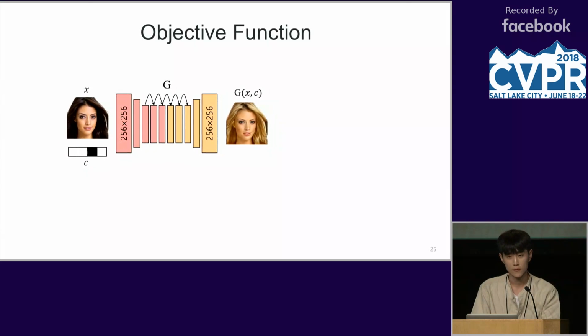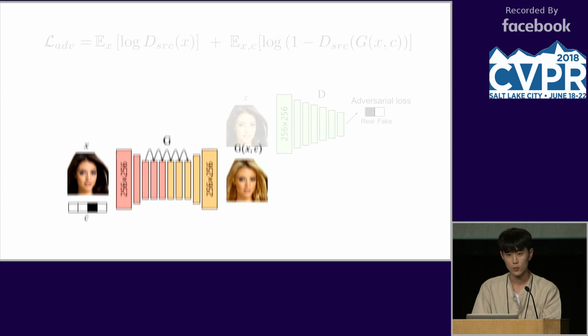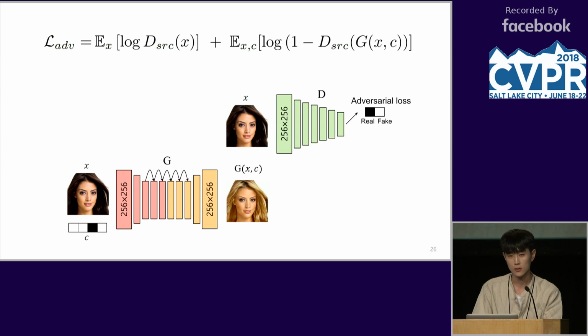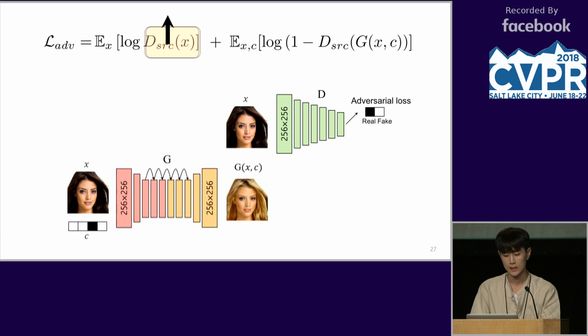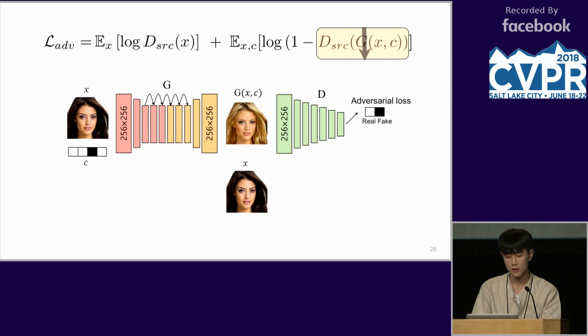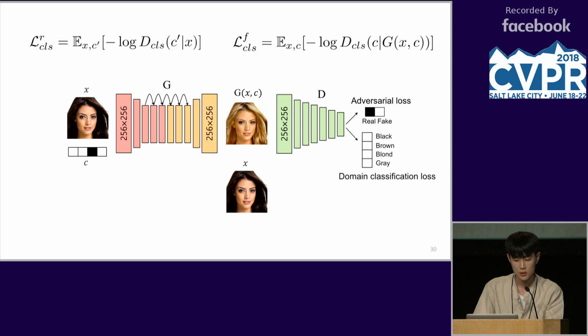Now let's see the objective functions of StarGAN. We adopt an adversarial loss to make the translated image indistinguishable from real images. The discriminator learns to classify real images as real. And for fake images, the discriminator learns to classify them as fake. On the other hand, the generator learns to fool the discriminator so that the generated image is indistinguishable from real images. To generate images that are properly classified to the target domain, we add an auxiliary classifier on top of the discriminator and impose the domain classification loss.